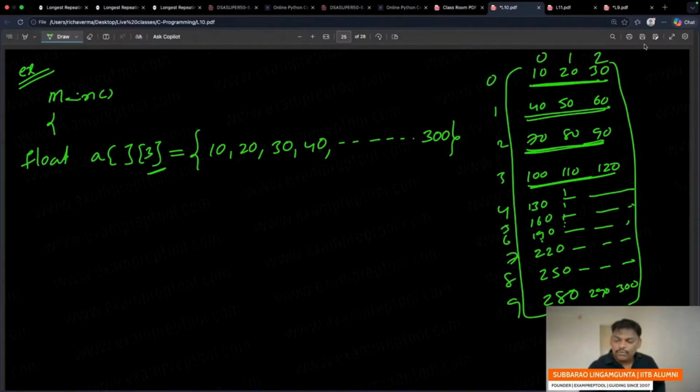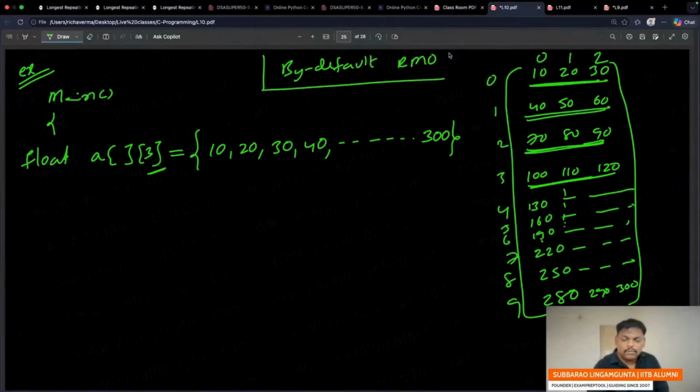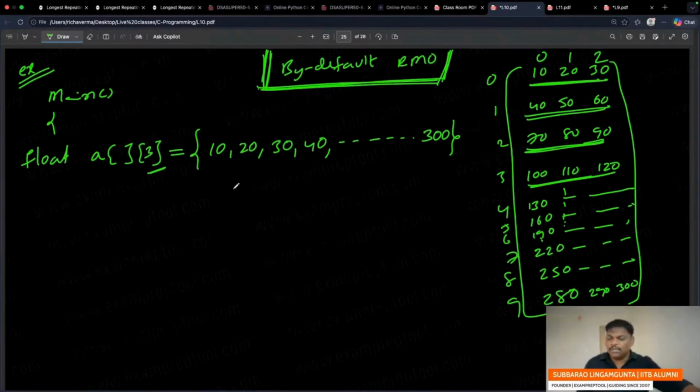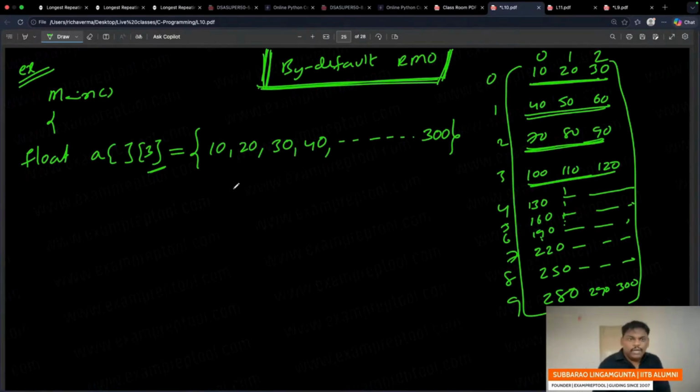0, 1, 2. By default, row major order. Right, careful. By default, row major order. Main, float A, this one, I think everything is perfect. Now let me write a few more things. Float A 3, 10, 20, 30, 40, 300.